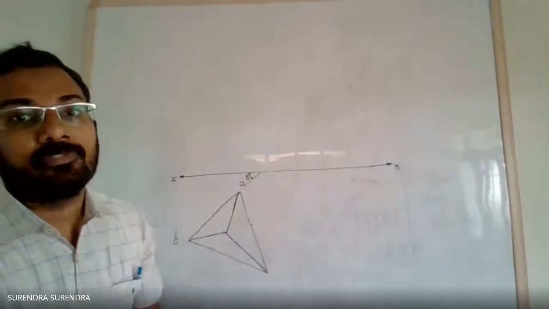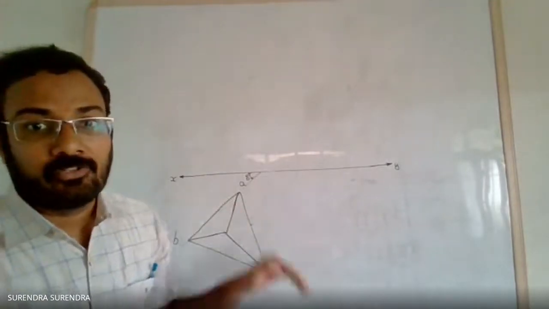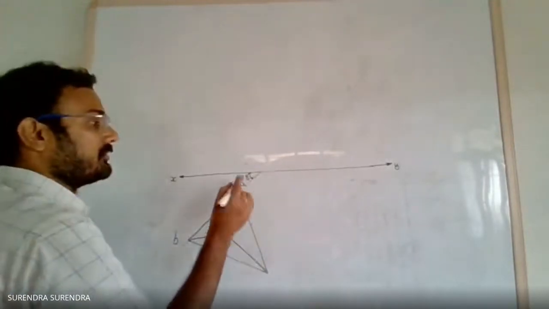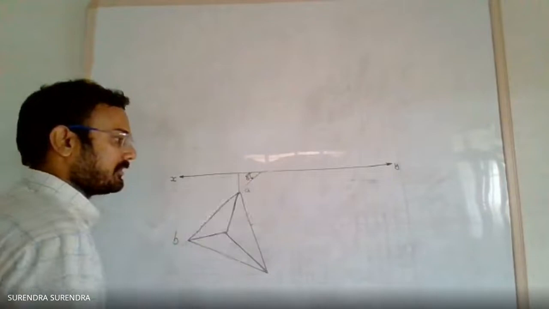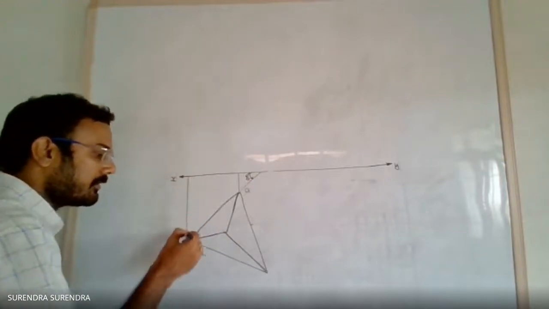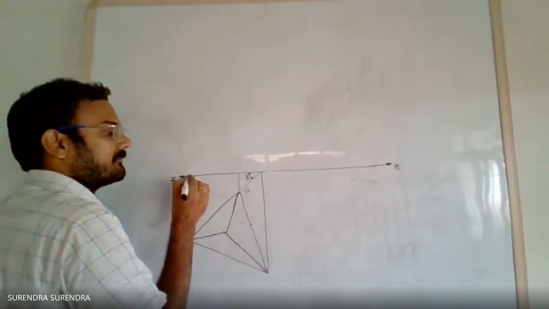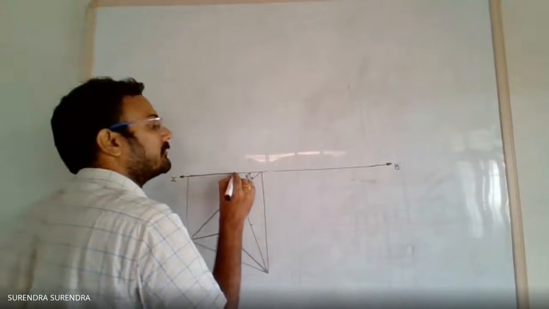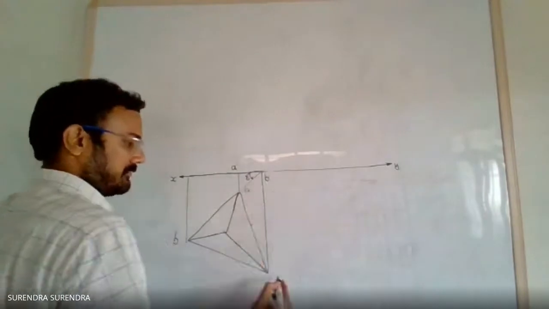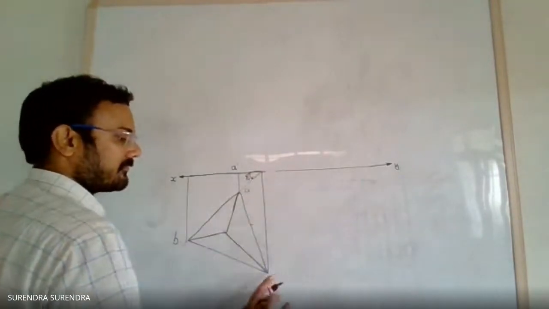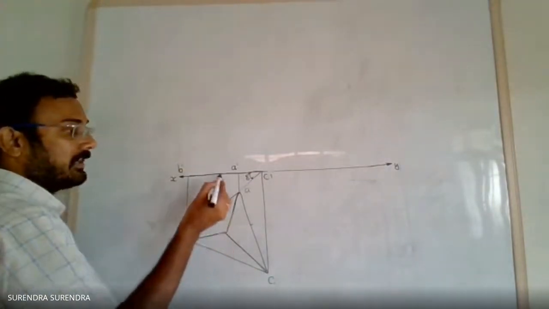For drawing the front view, draw the projections from each and every point of the base to front view. Projection from A, projection from B, projection from C. As the base is resting on the ground, the points A dash, C dash and B dash, and this is the axis point.